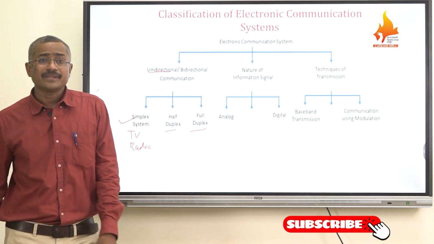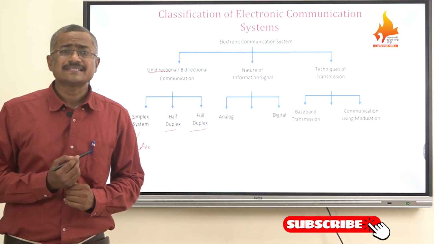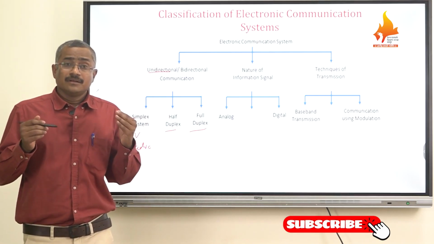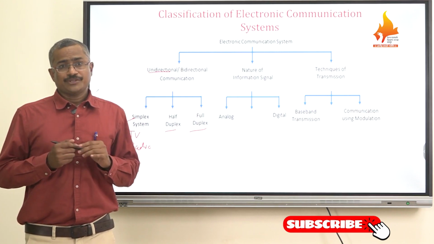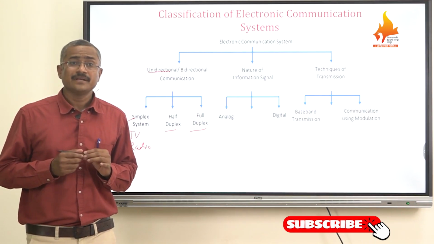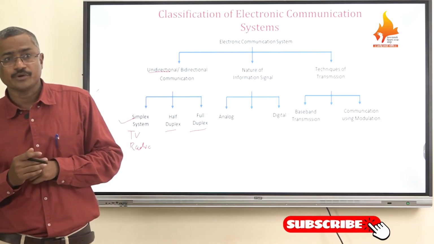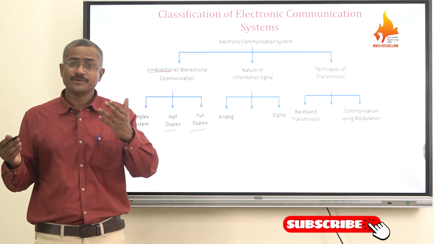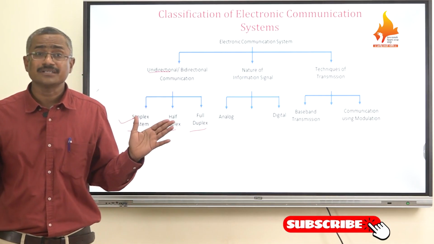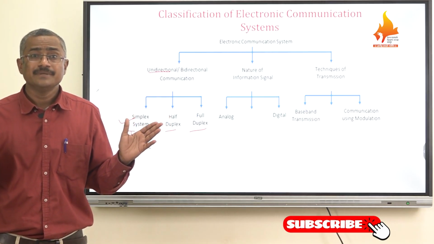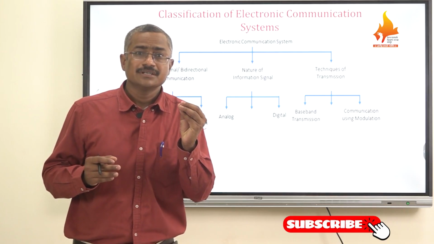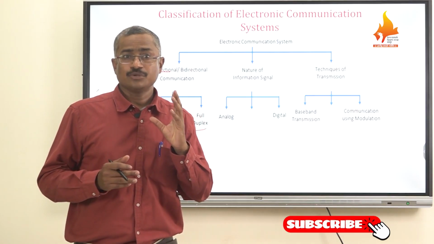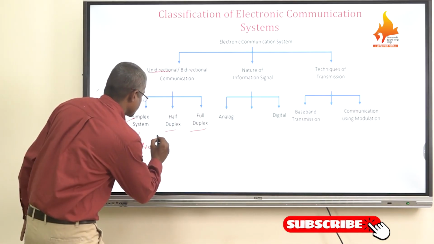Now the second system is the half duplex system. This is an example of a bidirectional system, meaning we can transmit as well as receive the information. The best example of a half duplex system is a walkie-talkie. In a walkie-talkie, you may have seen that we can either send the information or receive the information, but we cannot transmit and receive simultaneously. Either we can transmit or we can receive. So the best examples are the transceiver and walkie-talkie.